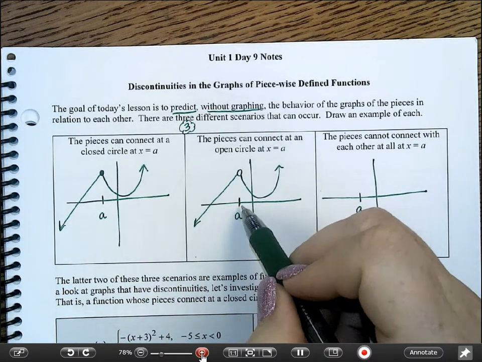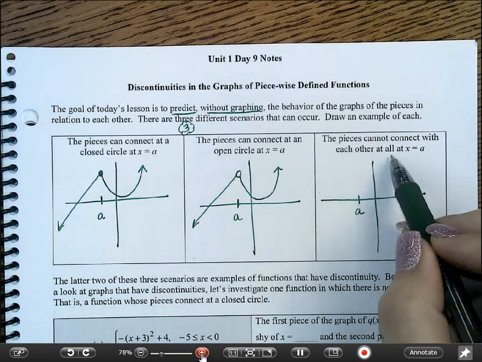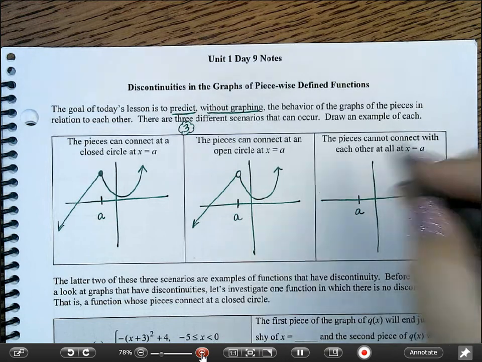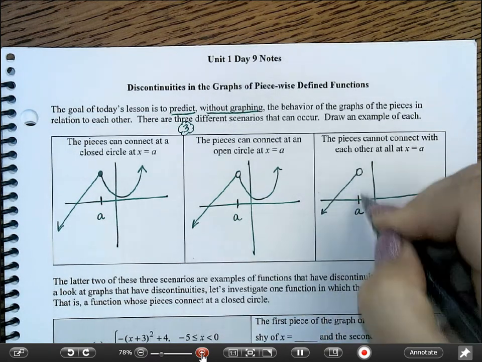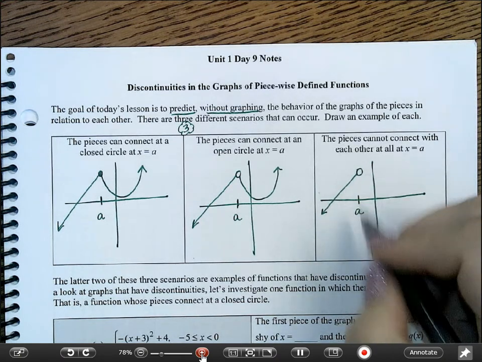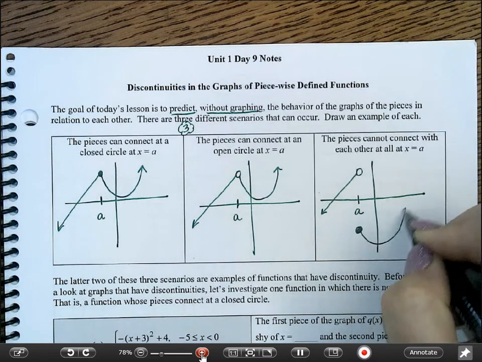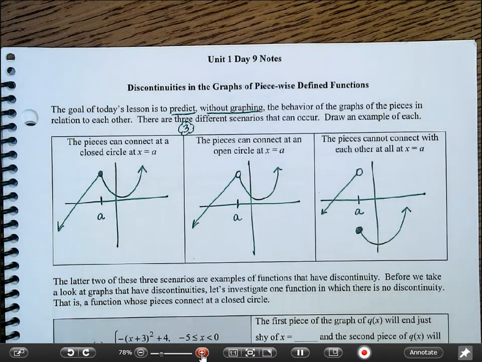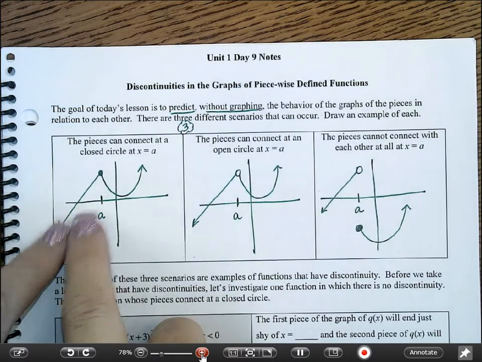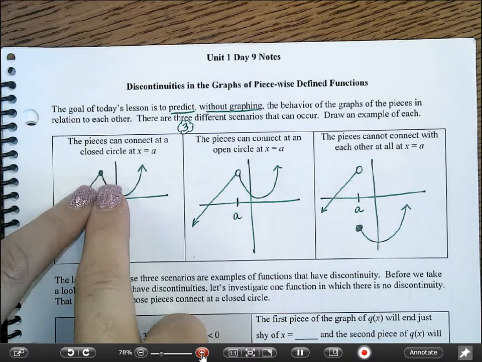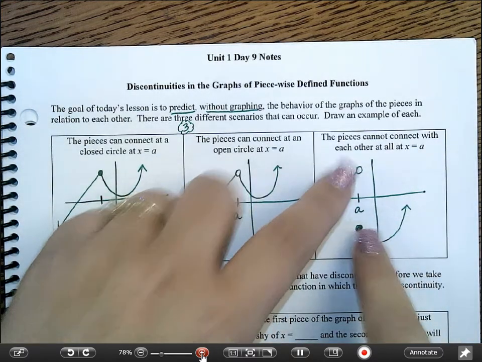when x equals a. And then it says the pieces cannot connect with each other at all when x is equal to a. So that means that at x equals a, there's an open, or maybe there's a closed, and then we're doing this kind of thing. So these are the 3 situations that can happen, where you have a closed dot that connects them, an open dot, or when they're not even touching.